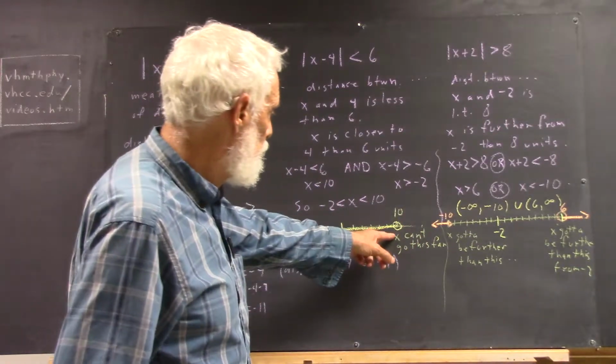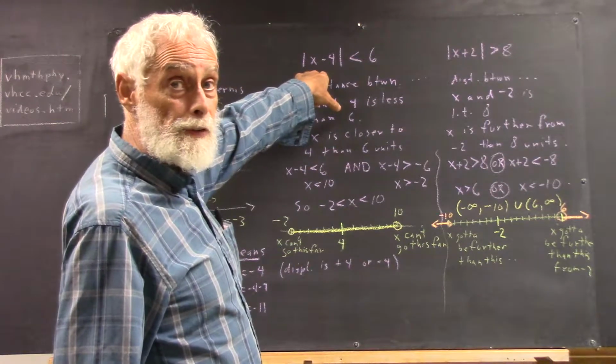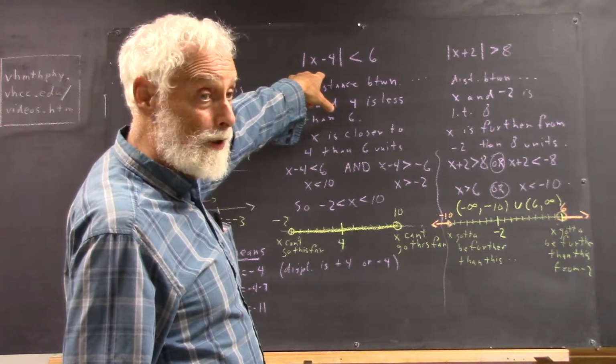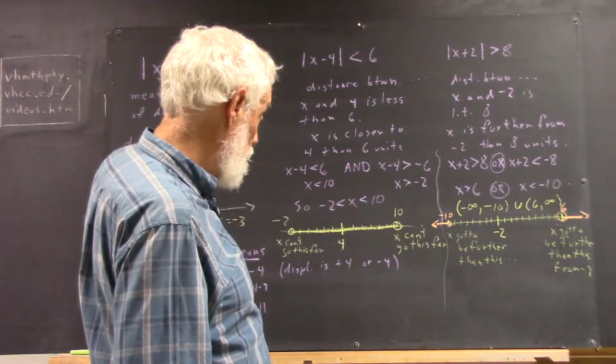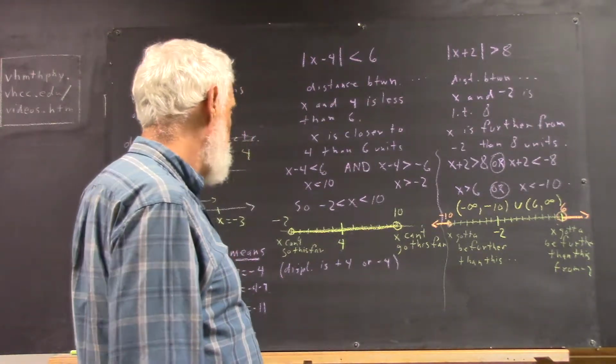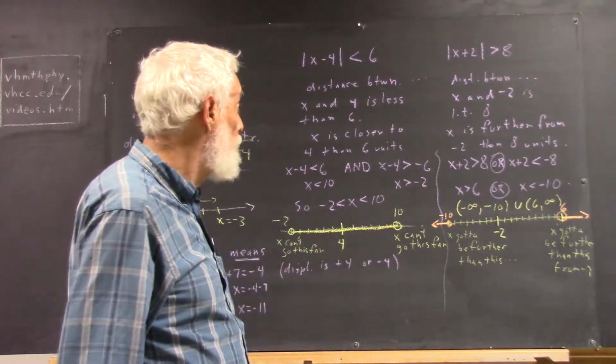Right, there's the interval that corresponds to the statement that x is within 6 units of 4, but not 6 units away. Okay, less than 6 units away. And this, of course, is just a graph of this inequality.